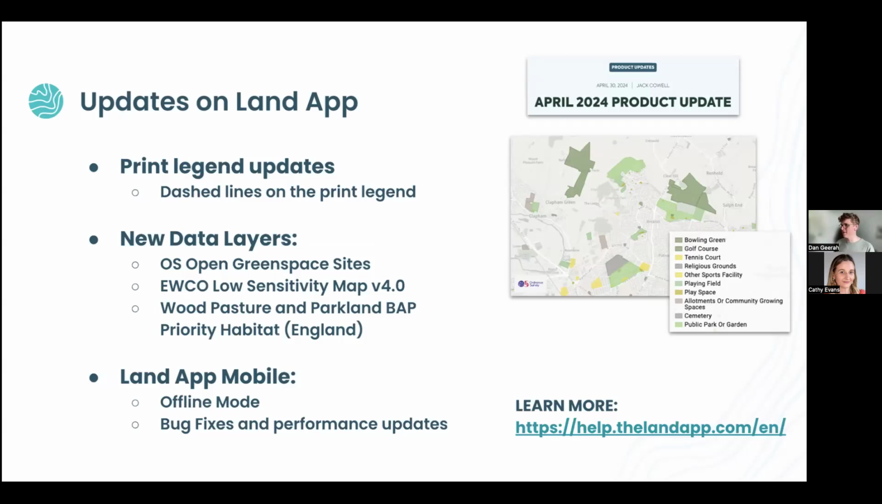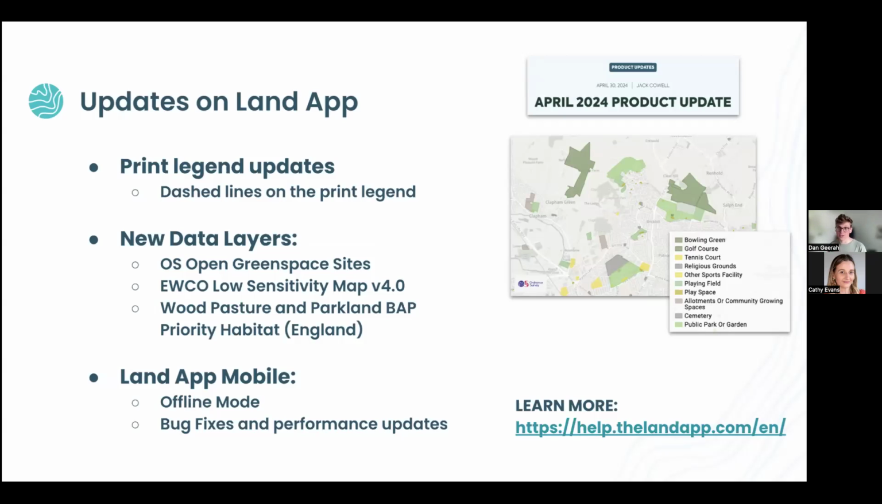This isn't everything, but one of the most requested features that we keep getting was on the print template, the legend didn't allow you to have dashed lines. That is now visible, so you can see the difference between dashed lines and solid lines on your legend. We've released more data layers. We're on a bit of a data push at the moment, and some key ones, although again, not all of them.